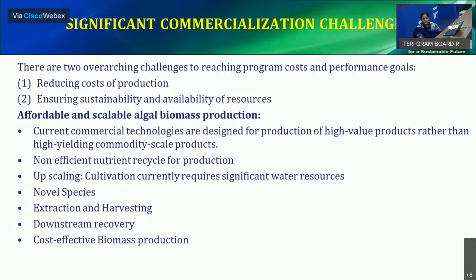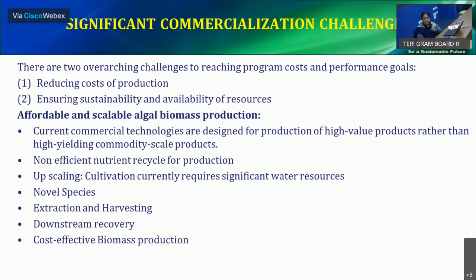There are two overcoming challenges, which are reducing the cost of production and achieving affordable and scalable algal biomass production. One is the non-efficient nutrient recycling for the production, and also the current commercial technologies are designed for production of high-value products rather than for delivering a single product. And also for novel species, we need to target species which have good potential for producing these metabolites and lipids.